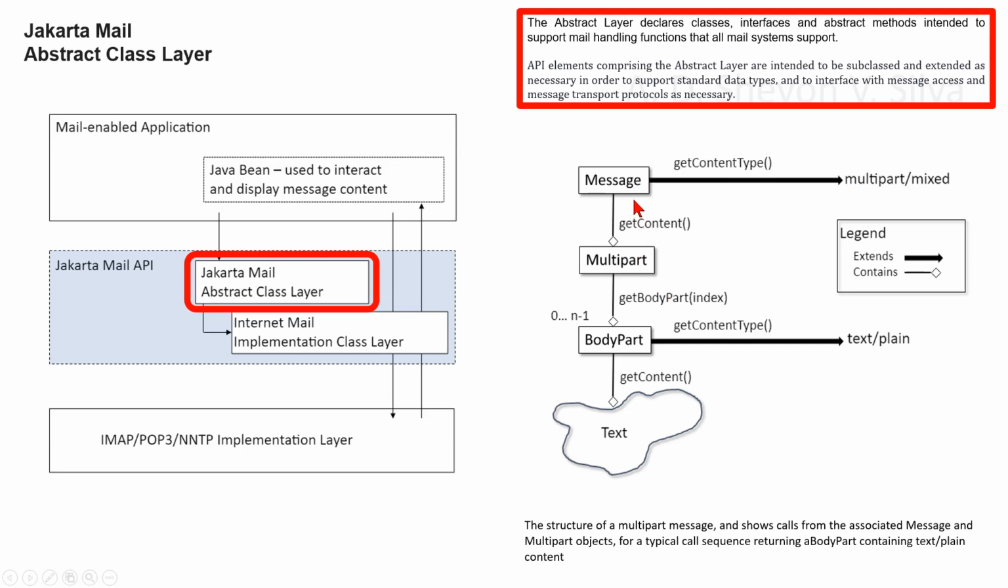Here the message is connected to multipart/mixed via getContentType, and here the message contains multiparts, and the message is connected to the multipart via the getContent method, and the multipart contains body parts. The multipart indexes run from 0 to n-1. The multipart is connected to a body part via getBodyPart(index), where the index runs from 0 to n-1. Here the body part is connected to text/plain via getContentType, and here the body part contains text. The body part is connected to the text via the getContent method.